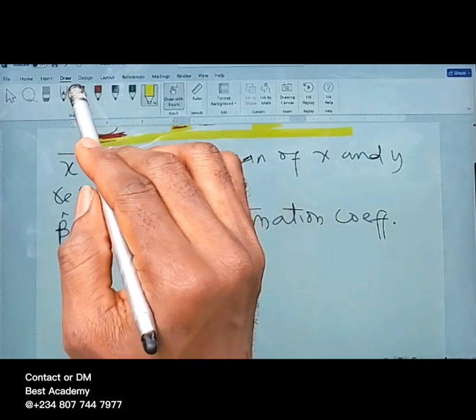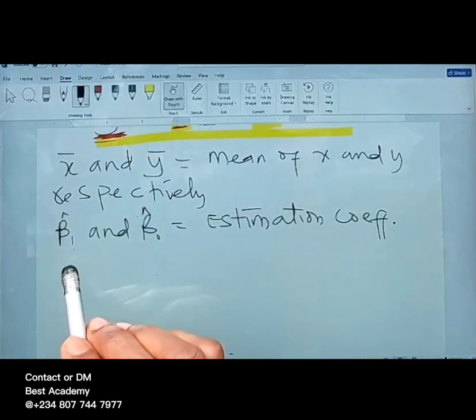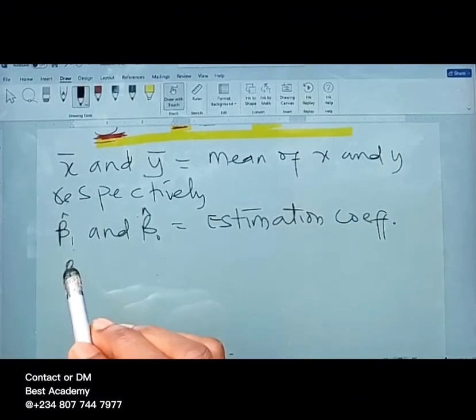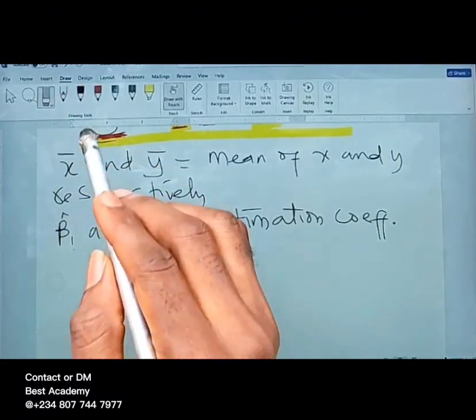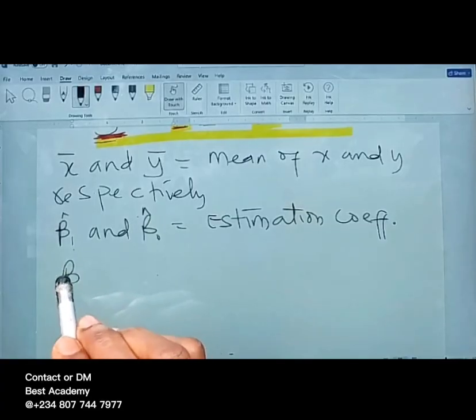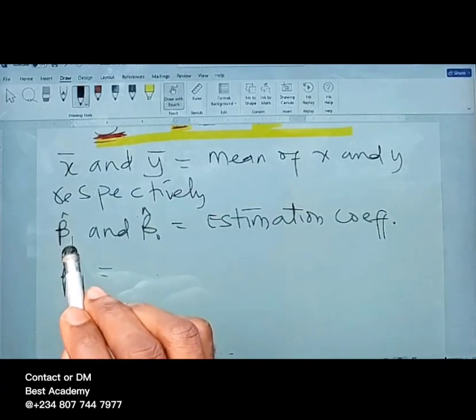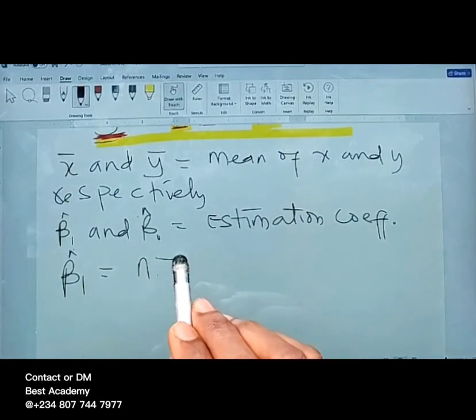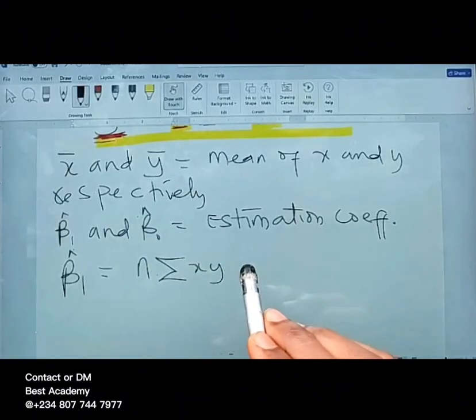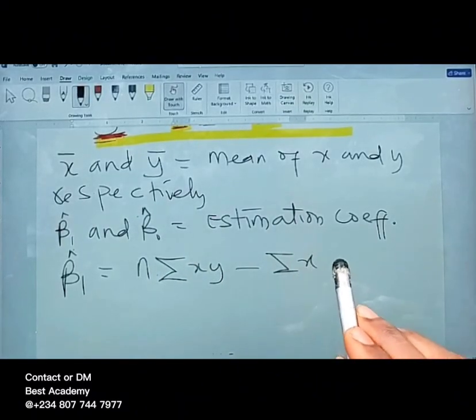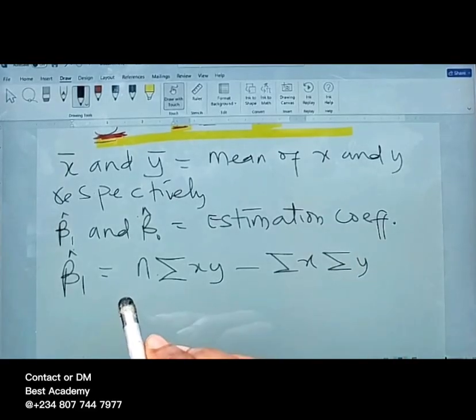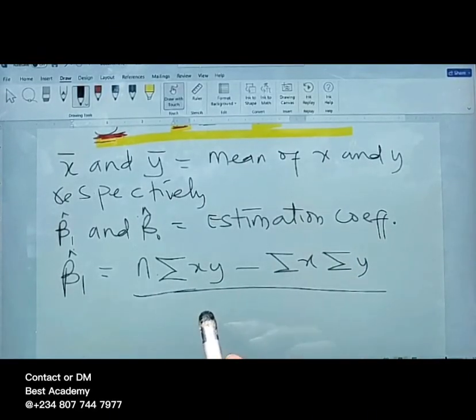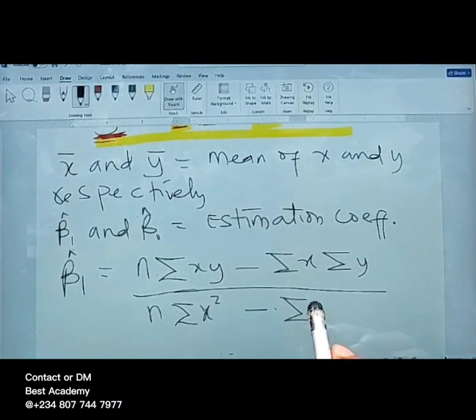Beta 1 has a formula. The formula for beta 1 hat is n times the sum of sy, minus the sum of s times the sum of y, divided by n times the sum of s squared, minus the square of the sum of s.